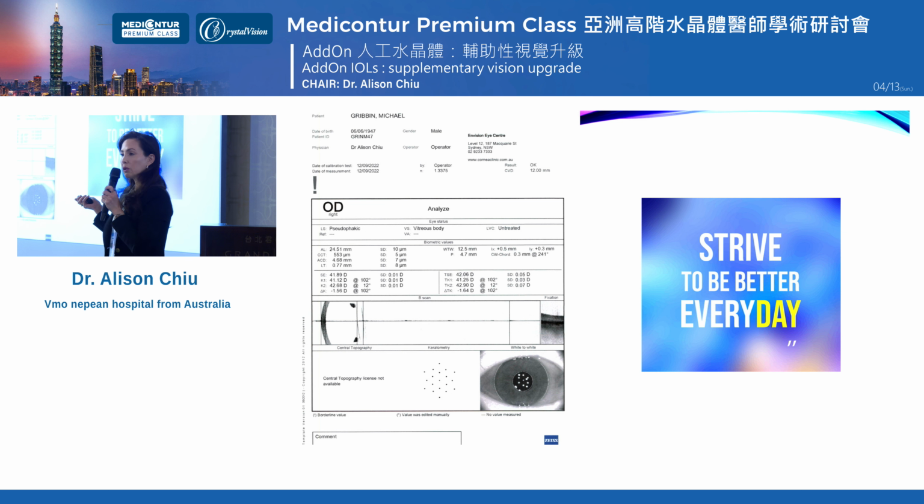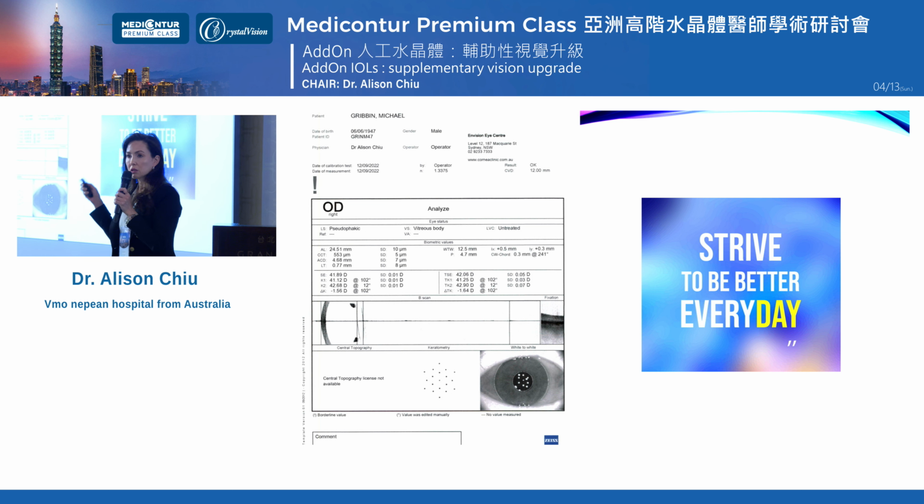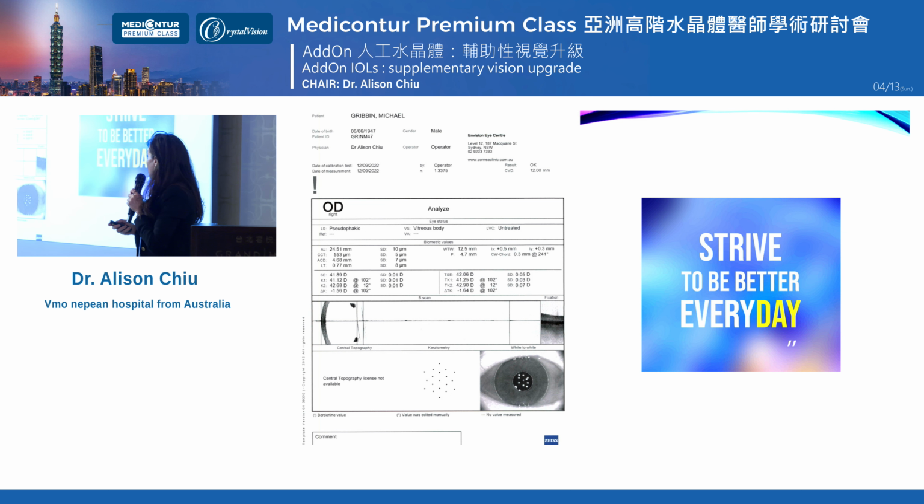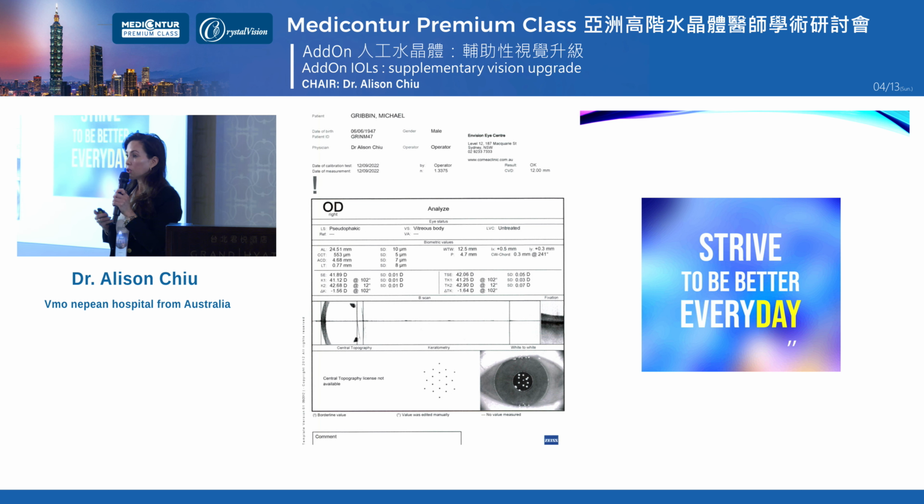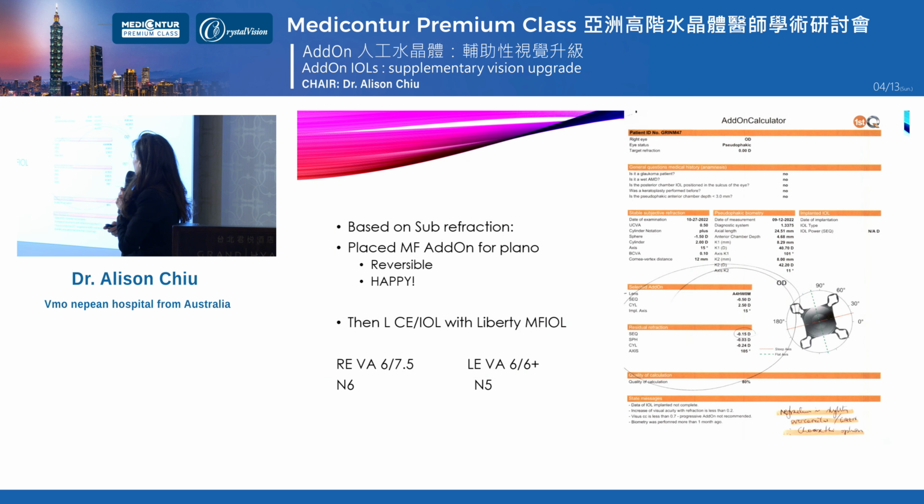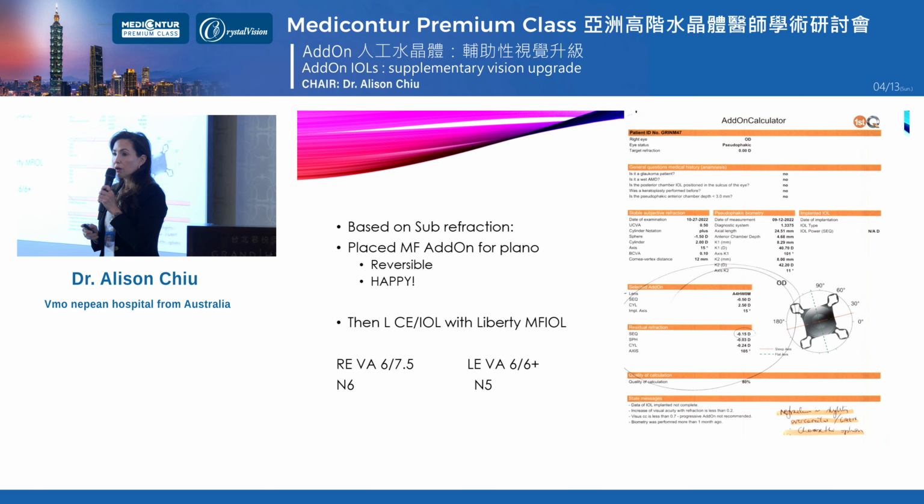So instead of doing a laser vision correction enhancement to get rid of that script, which is a mixed script, I thought this is a real opportunity to put a multifocal add-on in instead. So that's what I did. I put a multifocal add-on aiming for plano. He was super happy, 7.5 N6. And then I put a Liberty in his left eye because he had a developing cataract.